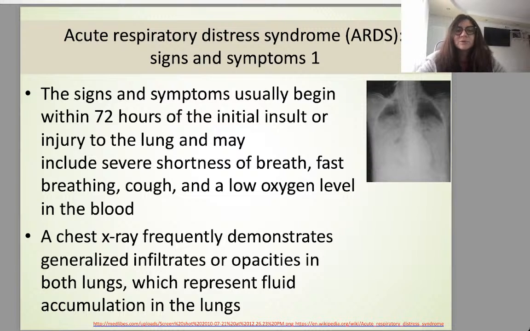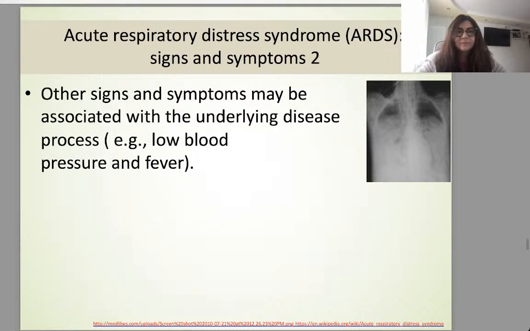The signs and symptoms usually begin within 72 hours of the initial insult or injury to the lung and may include severe shortness of breath, fast breathing, cough, and low oxygen level in the blood. A chest X-ray frequently demonstrates generalized infiltrates or opacities in both lungs, which represent fluid accumulation in the lungs. Other signs and symptoms may be associated with the underlying disease process, like low blood pressure and fever.